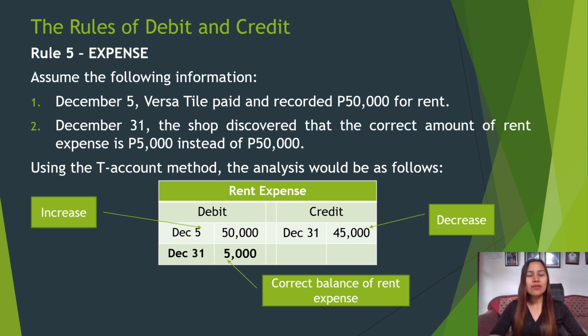50,000 recorded rent expense less 5,000, correct amount of rent expense equals 45,000. So, you have to credit 45,000 as of December 31. So, the balance or the correct balance of rent expense as of December 31 is 5,000 pesos.